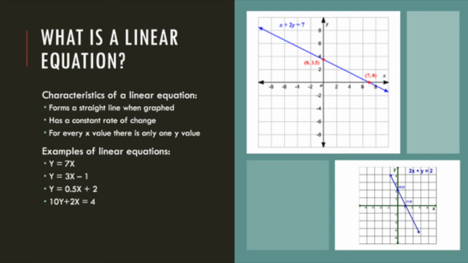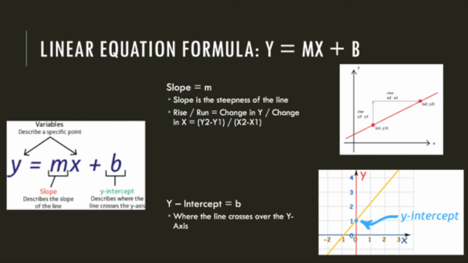What is a linear equation? There are many different characteristics of linear equations. A linear equation has a straight line when it is graphed. There is a constant rate of change, and for every x value there is only one y value. Examples of linear equations are on the left, and an example of the graph of a linear equation is on the right. Now we are going to discuss the formula for linear equations.